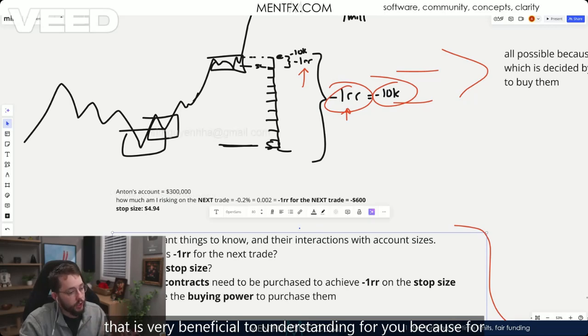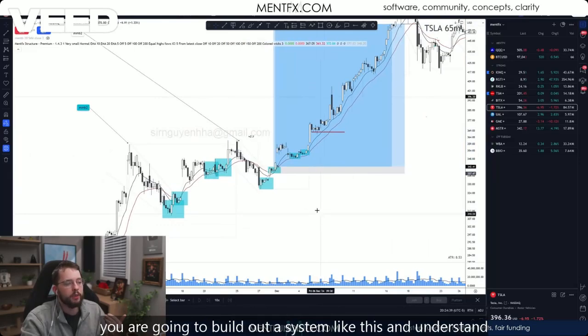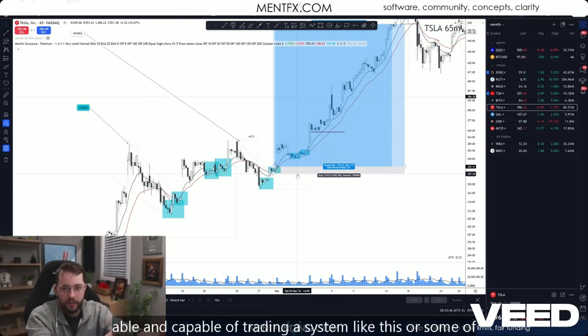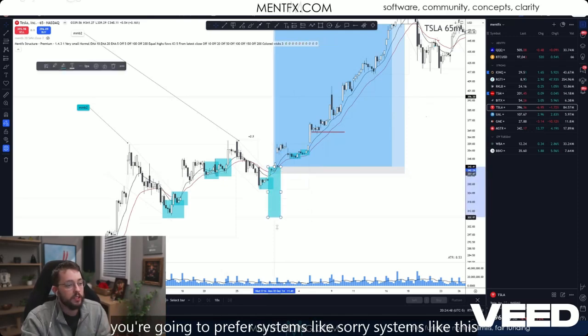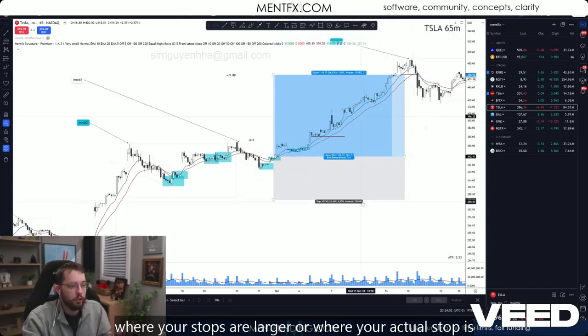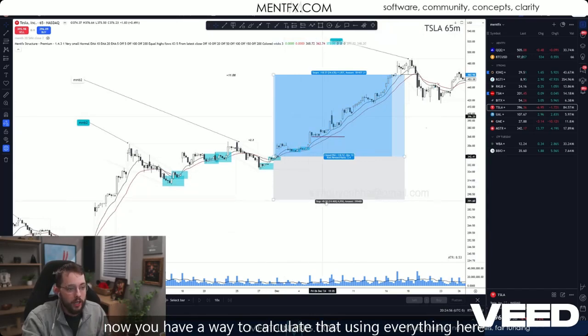And that is very beneficial to understand, because for you, that might be the crux of building your system. Some of you are going to build out a system like this and understand that it's possible to risk the amount you want, and you're capable of trading a system like this. Or some of you are going to prefer systems where your stop is larger, but still you want to risk minus 1RR. And now you have a way to calculate that using everything here.